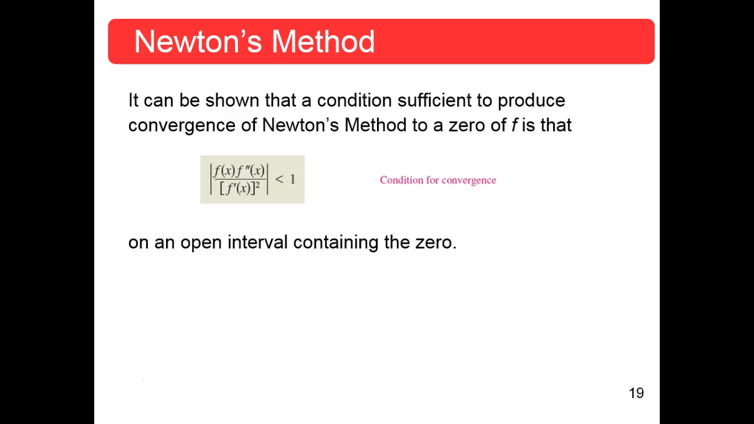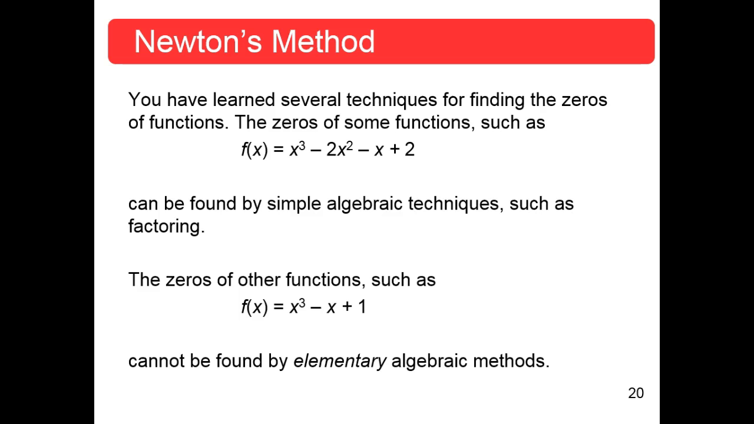So you have to take one more step, do the second derivative, and then compare this at the value for x that you're trying to find a 0, and see if that comes up less than 1. If it does not come up less than 1, don't even try, because it's probably not going to give you a 0.